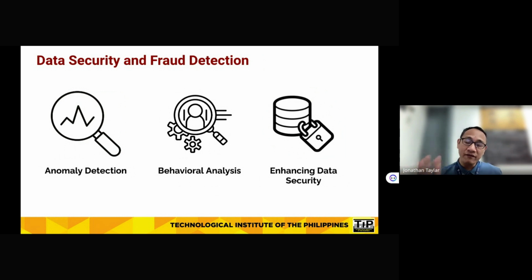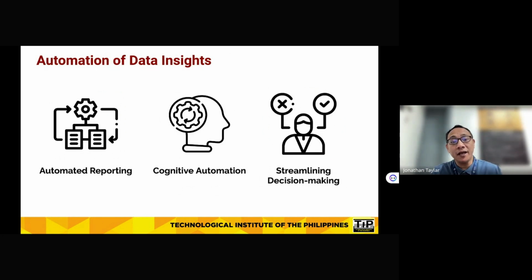So basically, by leveraging these methods, organizations can identify and mitigate security threats. They protect sensitive information and safeguard against financial losses or reputational damage resulting from fraudulent behavior or security breaches. Additionally, implementing robust data security measures, for example encryption, access control, authentication, and auditing, further enhances the defenses against evolving cyber threats and ensures the integrity and confidentiality of data assets.